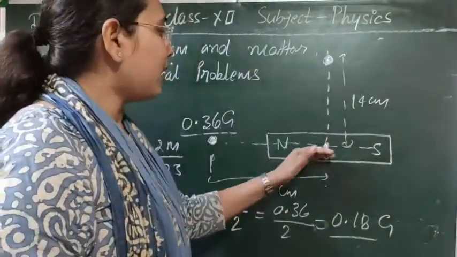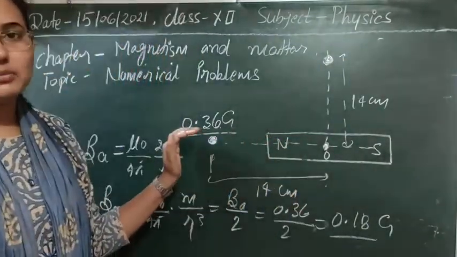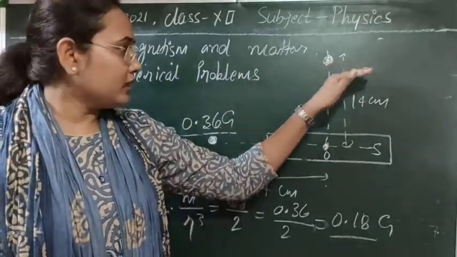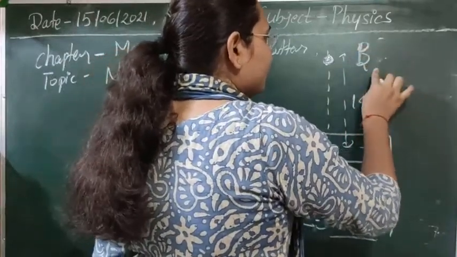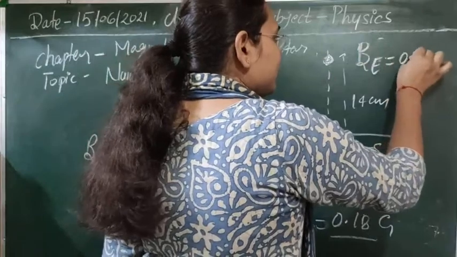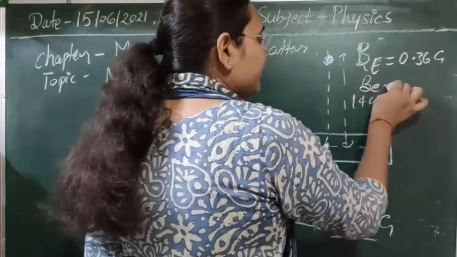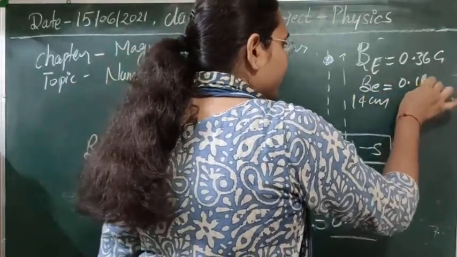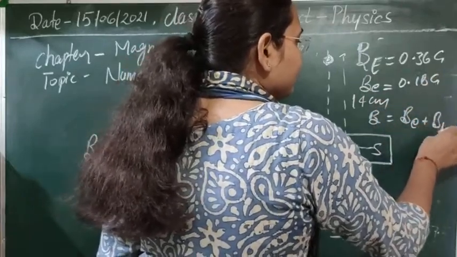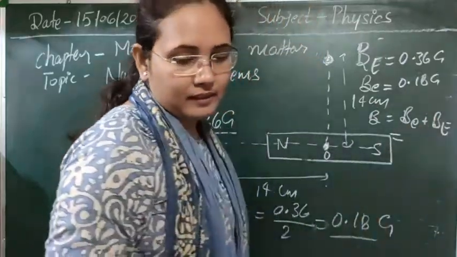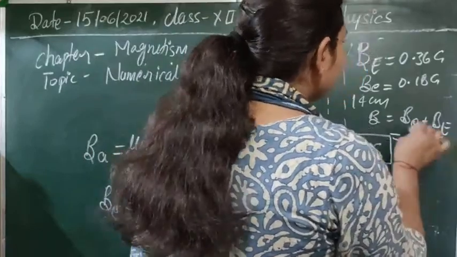As this is a short bar magnet, and we are taking the point only 14 centimeter away, the value of Earth's magnetic field will be the same here. So at this point, if I take the magnetic field due to Earth as E, this is 0.36 Gauss, and the magnetic field due to this bar magnet, B equatorial, we have got as 0.18 Gauss. So the total magnetic field will be the sum of these two fields at that point. If you add these two, we obtain 0.54 Gauss. So this is our answer here.